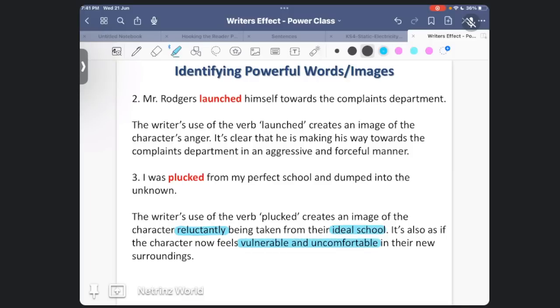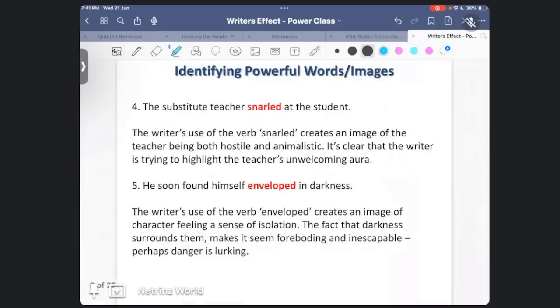Okay, remember these words. These words help you to describe the effect created by the writers even better. The substitute teacher snarled at the student. The writer's use of the verb snarled creates an image of the teacher being both hostile and animalistic. It's clear that the writer is trying to highlight the teacher's unwelcoming aura.